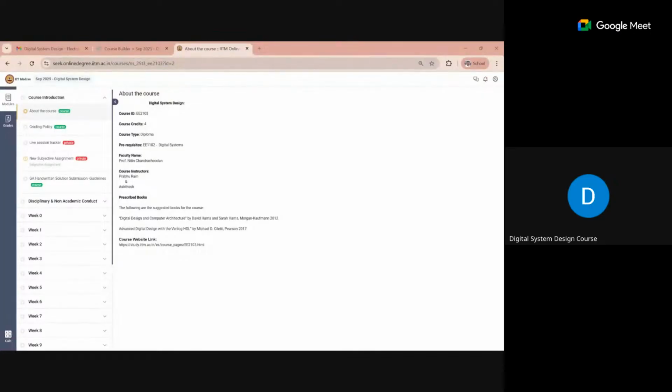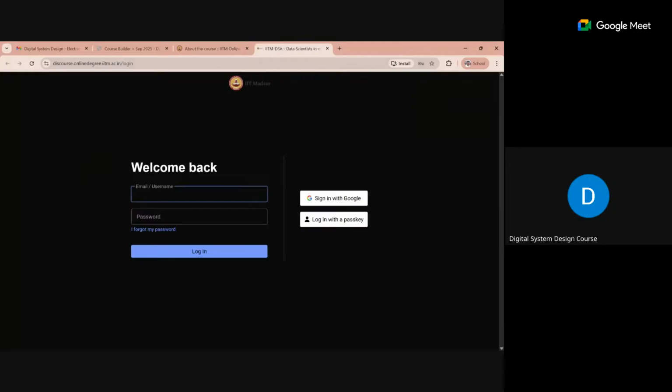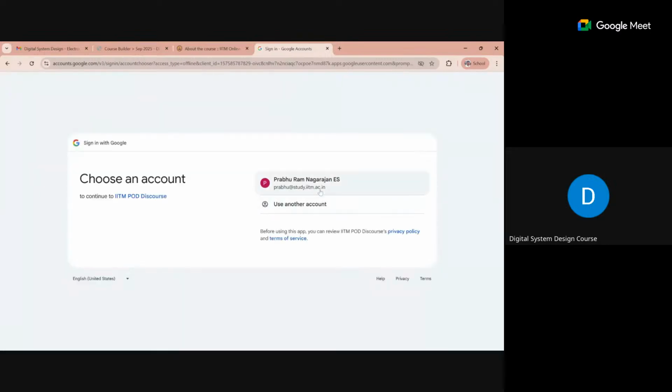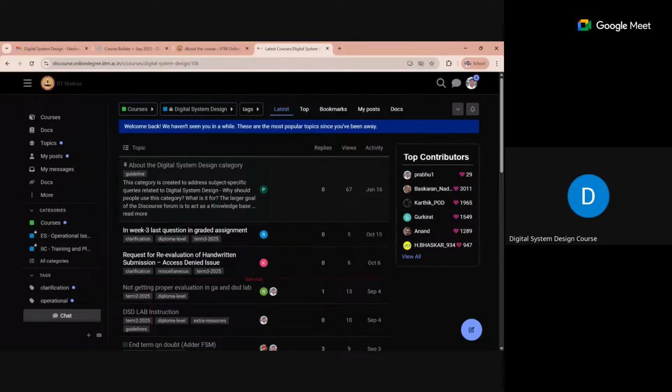I hope you can see my screen. Yes, sir. Here you can see a message box at the right top corner. This takes you to the discussion forum. I forgot to log in because I didn't get any messages, so I didn't open it for a long time. This is a very good area where you can discuss various problems of digital system design and so on.